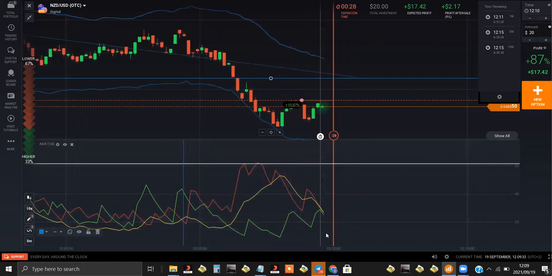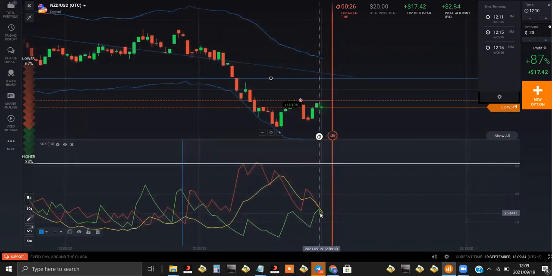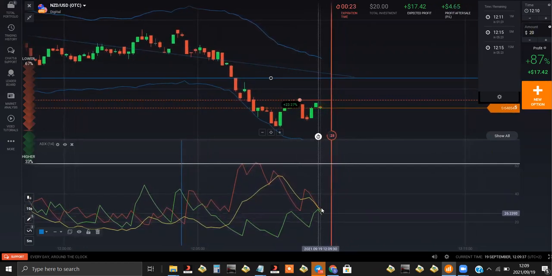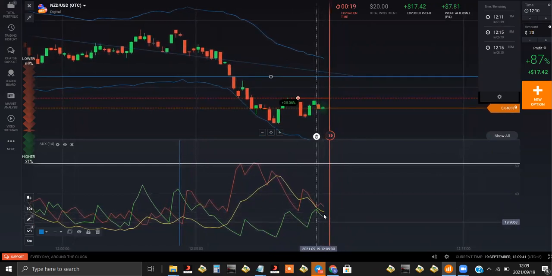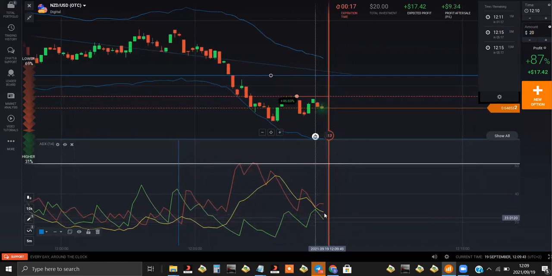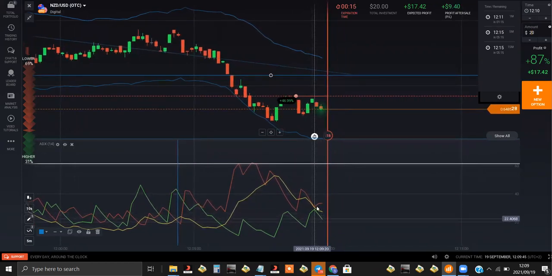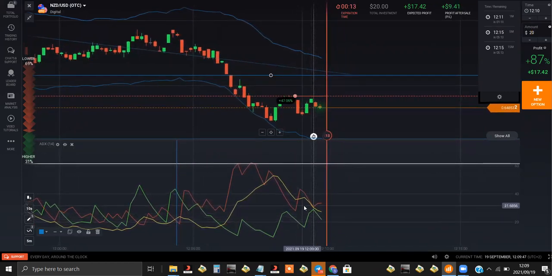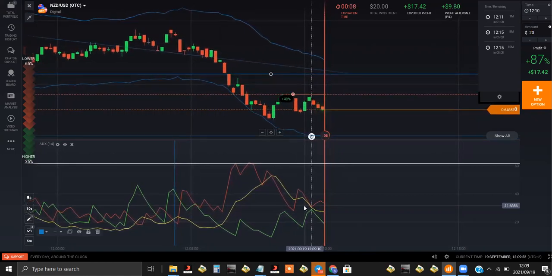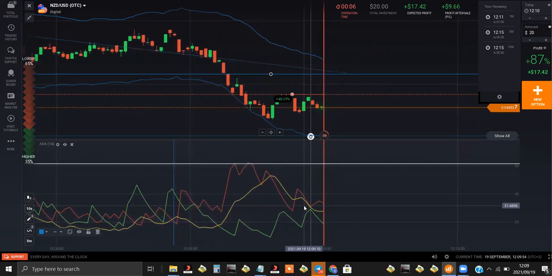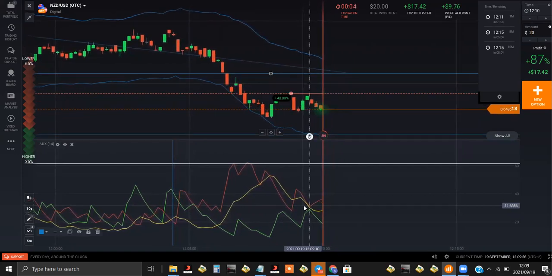If this trade is correct, then these two lines, the green and the red, should not cross. Yes, they should not cross. They should separate. They could come together but not cross. Then if that's the case, this is a good signal. Okay, it seems like we've won the trade.